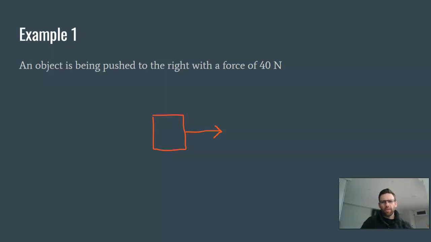If I wanted to, I could say that the force is 40 newtons. So I could just say like 40. Oh man, I'm not drawing very well, but I never was a good artist. All right, but that's pretty much it. That would be my free body diagram for this example.